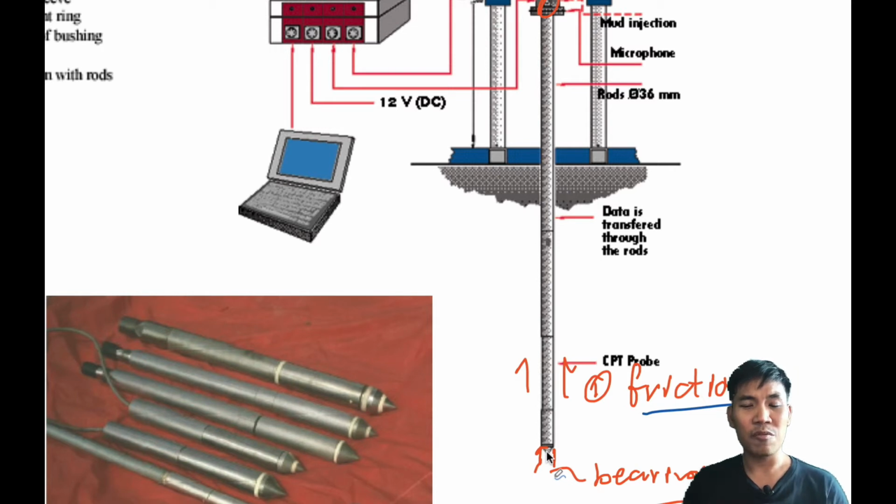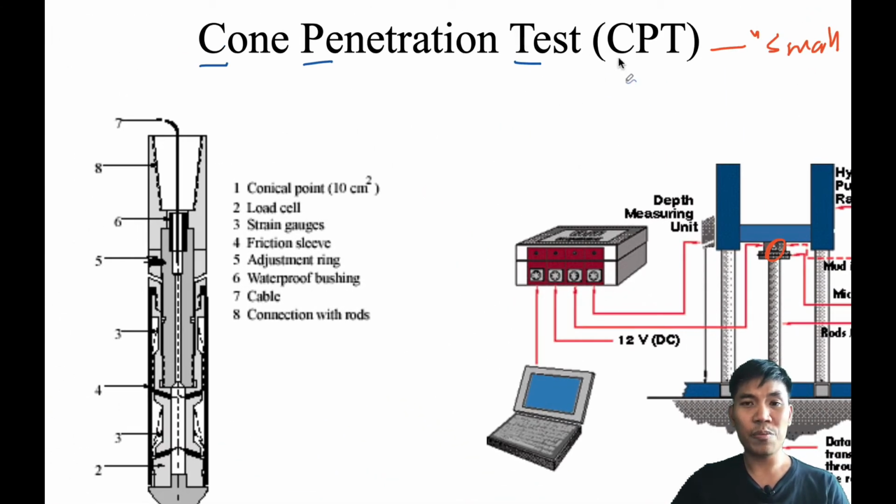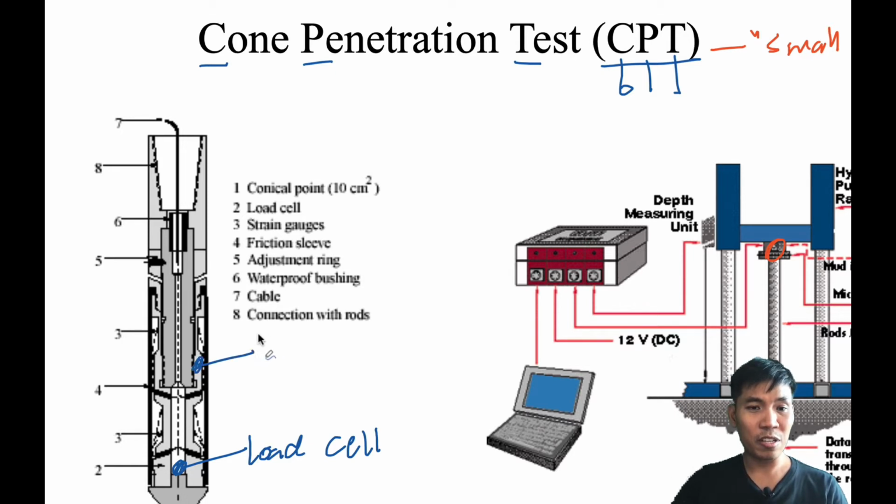Okay, so we adopt this concept, the so-called cone penetration test. The cone penetration test, for short, we call CPT. We have a miniature cone. The diameter of the cone is about 35.7 millimeters, and we install a load cell. The load cell is the instrument to monitor the load applied to the cone tip. And also we have another load cell installed here.